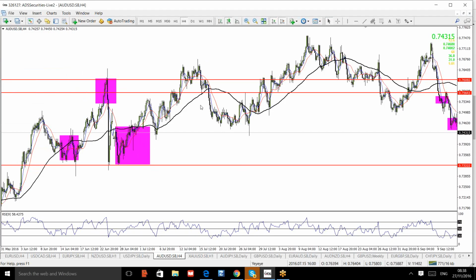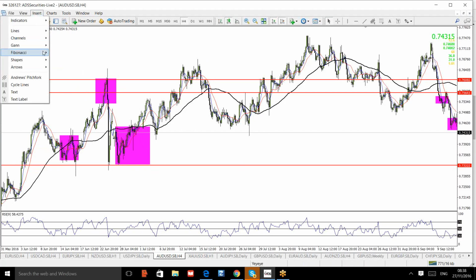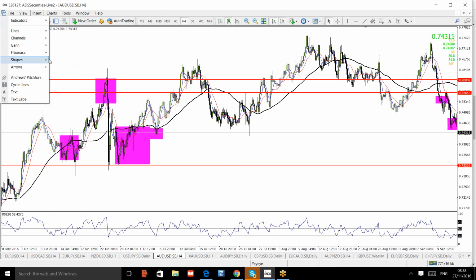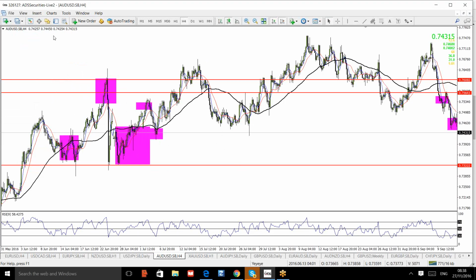So you have to be very careful, my friends. You will see many head and shoulders patterns. This is your head, left shoulder, right shoulder. That's your neckline. Make sense?